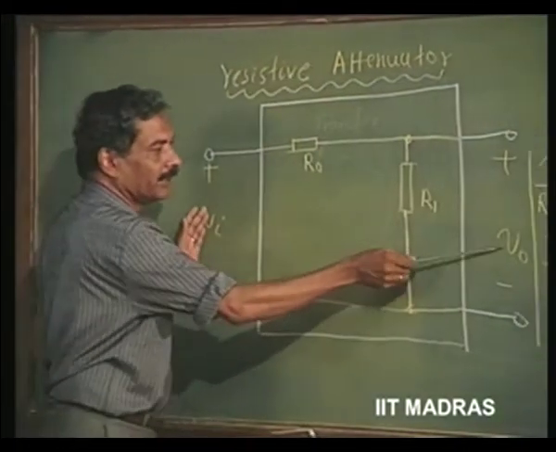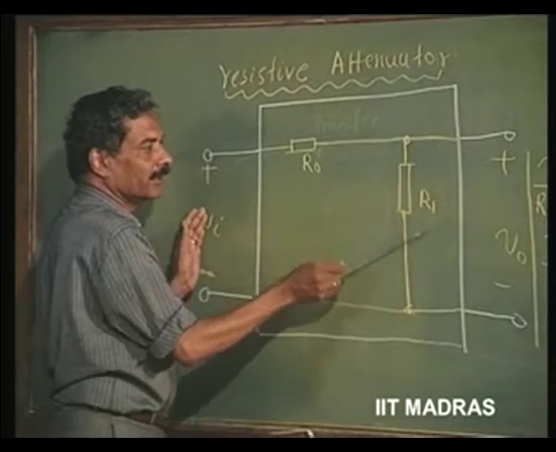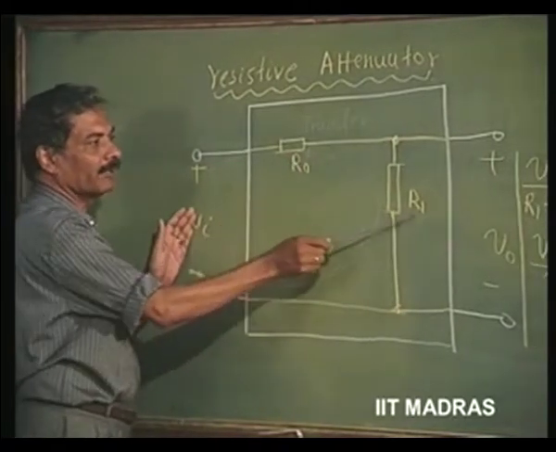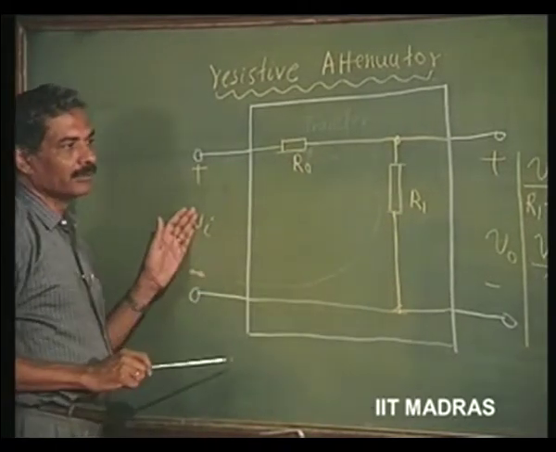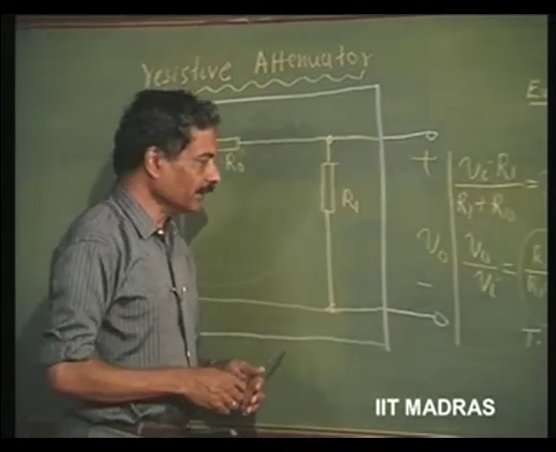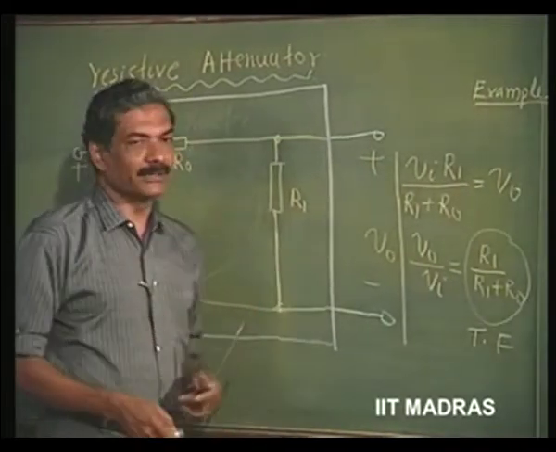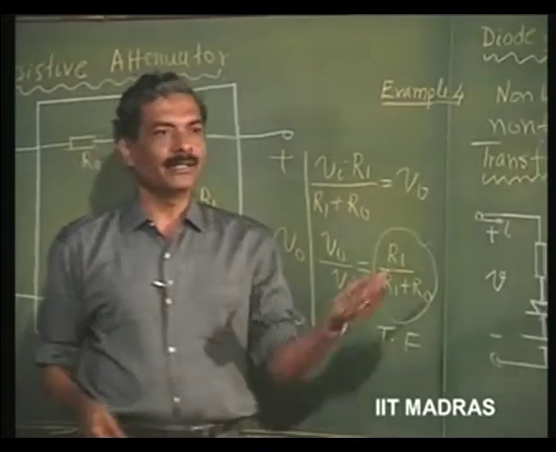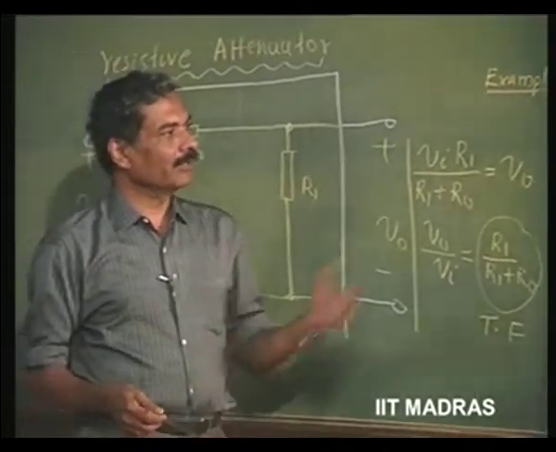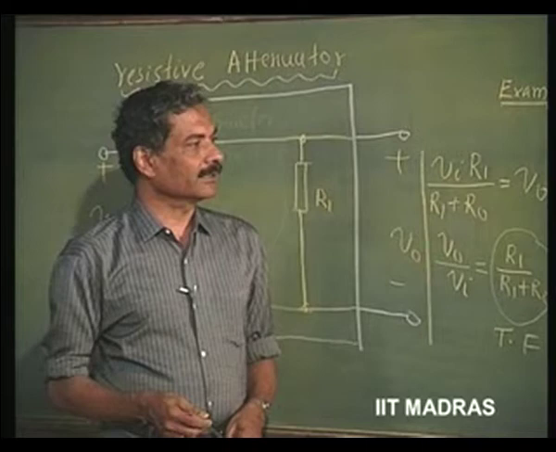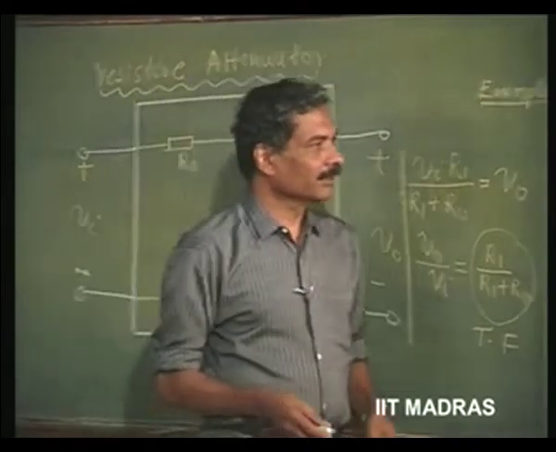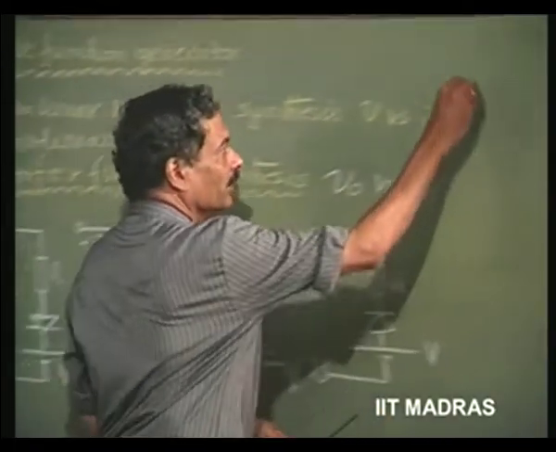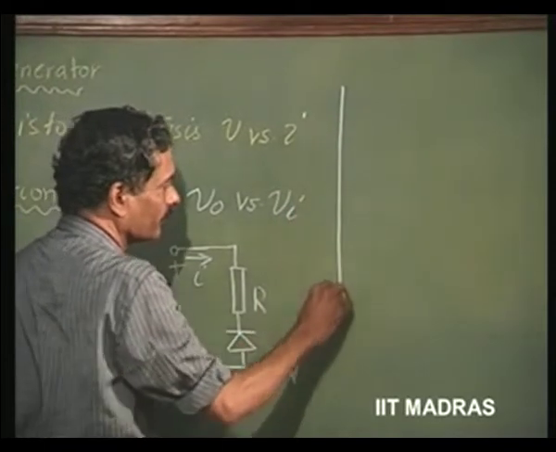This is linear irrespective of the magnitude of voltage at the input. This relationship remains the same, R1 by R1 plus R0. Now, I would like to change this depending upon the magnitude of the input voltage, that means it becomes nonlinear. I would like to change the characteristic of the transfer function. So, I would like to do what is called nonlinear function generation.